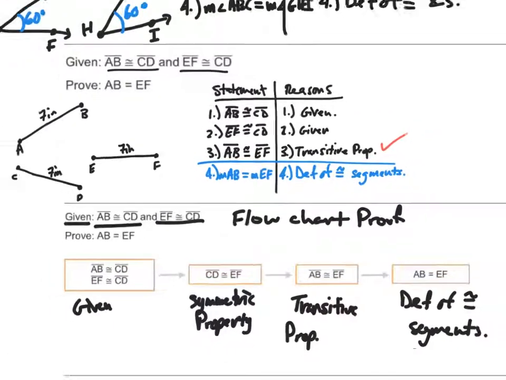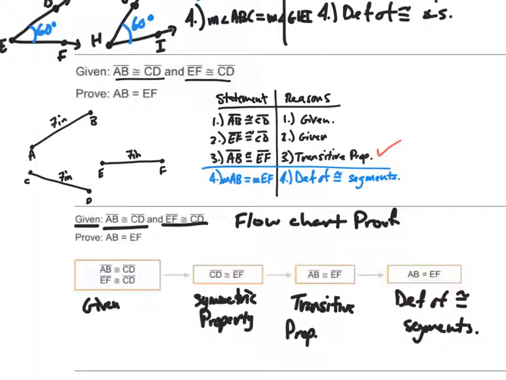A lot of times, what you can end up doing is just writing it out in paragraph form, saying this is equal to this. Instead of putting it in a T-chart or a flow chart, you can just write out your logic.